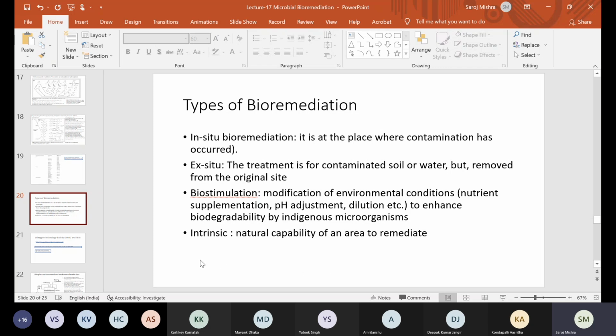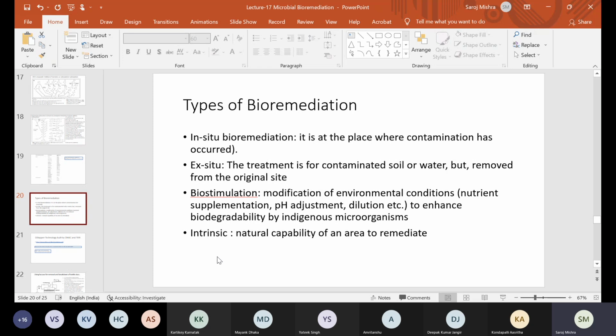And then there is the intrinsic capability, which is the natural capability of an area to remediate. So there could be soils which over the years have automatically adapted to this, and even if you just leave that soil as it is and don't supplement it with anything else, the natural bacteria present in the soil will be able to remediate that area. That is called the intrinsic capacity of the soil to remediate itself.